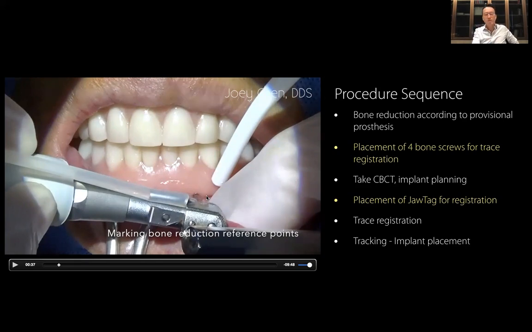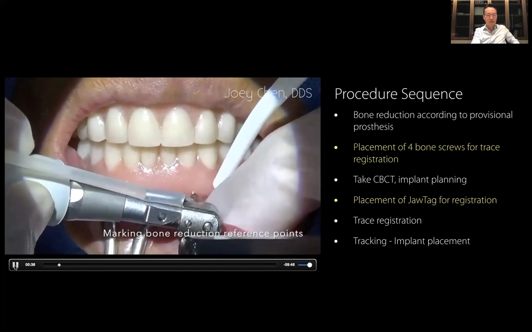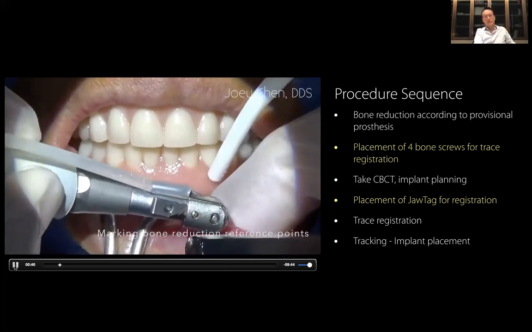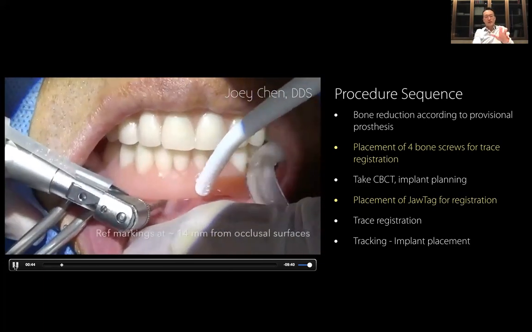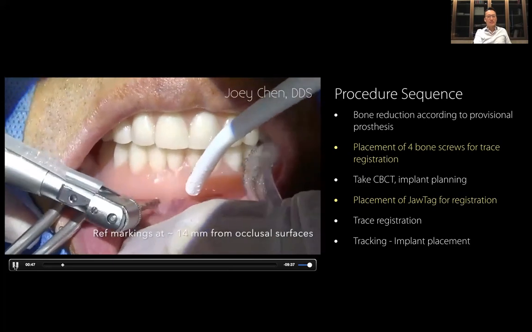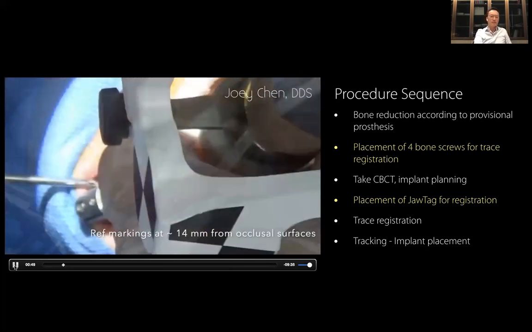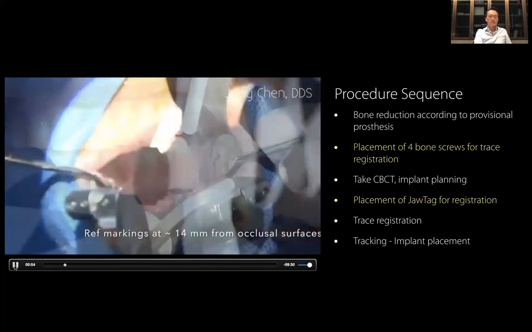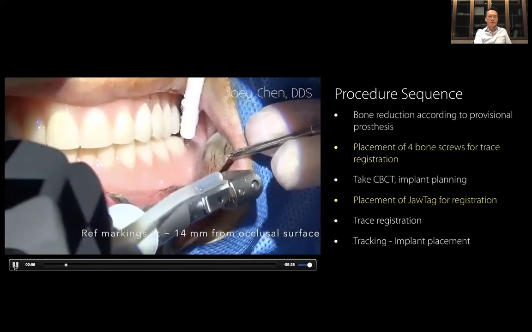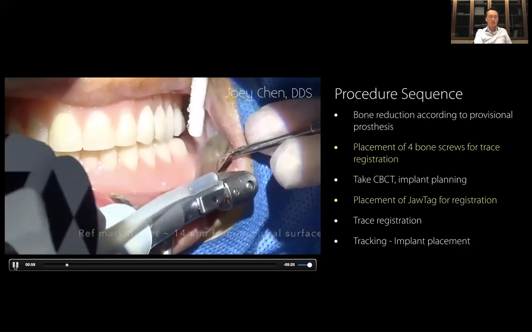And basically I made 4 index holes along the arch of the mandible. And these will be used as references for my bone reduction. So instead of making a bone reduction guide, I find this to be a simple method to do the bone reduction. So here you see I'm drilling the 4 holes.